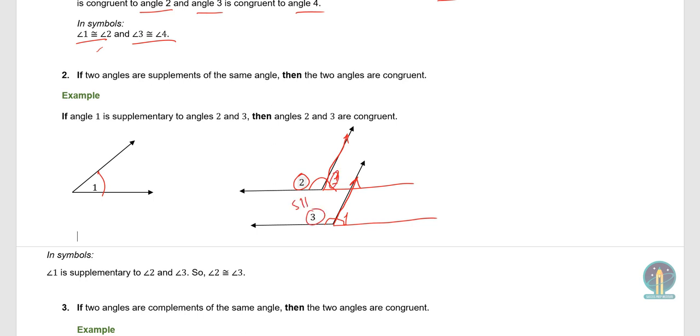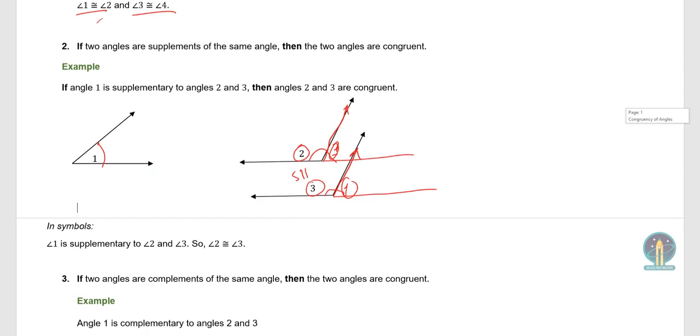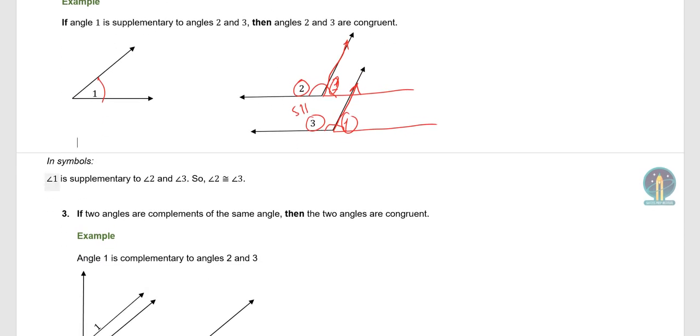Because if angle 1 and angle 1 are the same, then what's left has to be the same of 180. So angles 2 and 3 will be congruent. So in symbols, we say angle 1 is supplementary to angles 2 and 3, so angle 2 is congruent to angle 3.